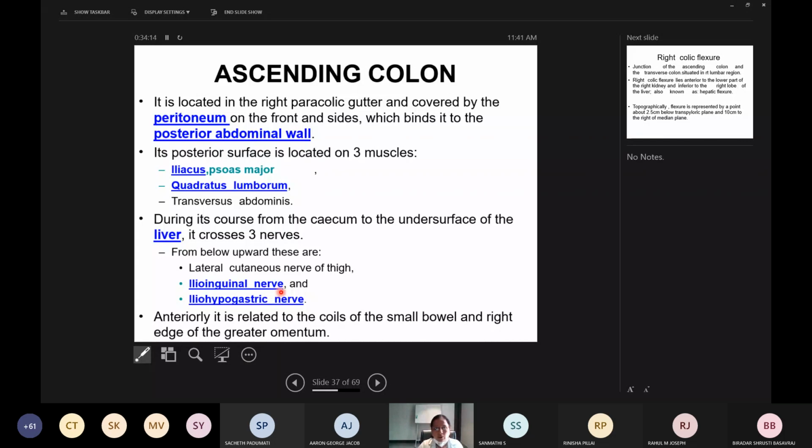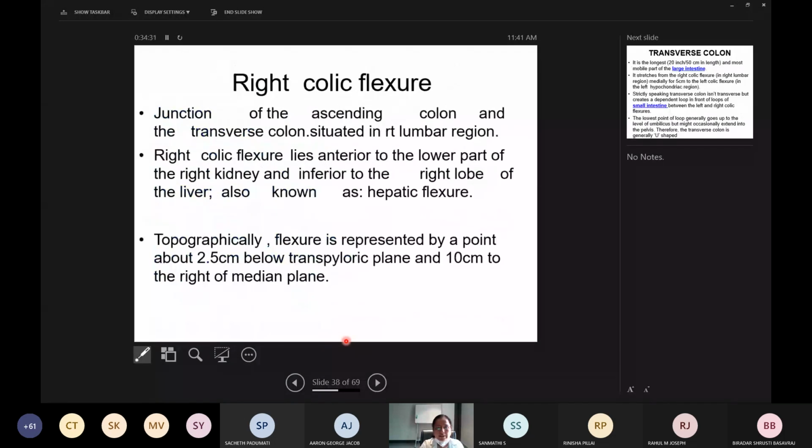Usually the ascending colon and descending colon are not asked as a separate question for you all. Sometimes only the transverse colon and sigmoid colon will be asked. So I am just going fast, not focusing more on that. Anteriorly it will be mainly related to the coils of the small intestine. So that is the ascending colon.